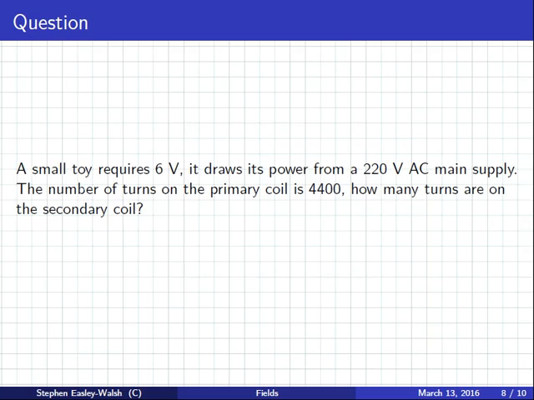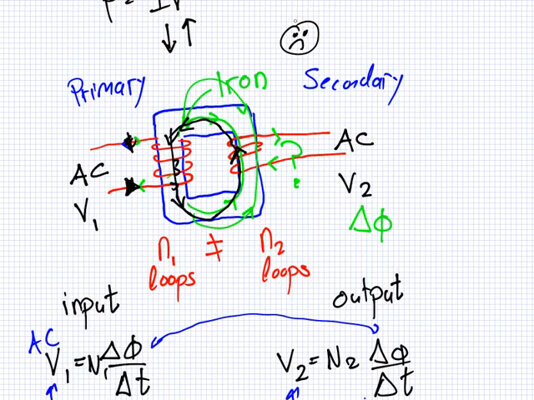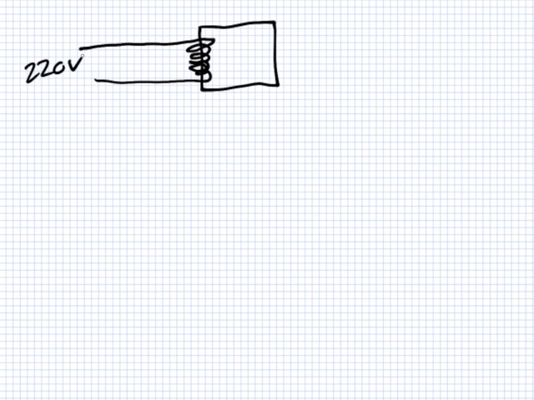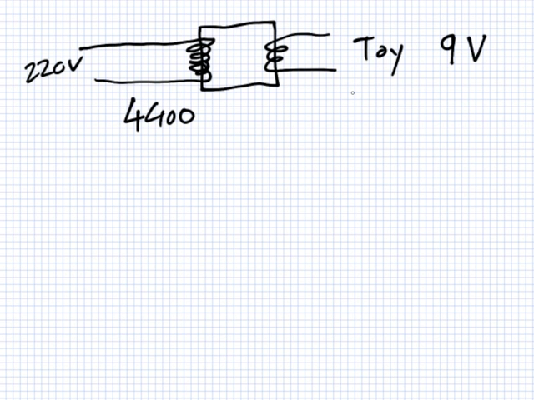Okay, so inside this little toy is a transformer to change the high voltage to a low voltage. So you don't have to draw it, but what's happening here is the mains power supply of the home is 220 volts, and then the toy runs off of this. In the question I said how many turns were here? 4,400. Okay. And what voltage would you like here? 6 volts.